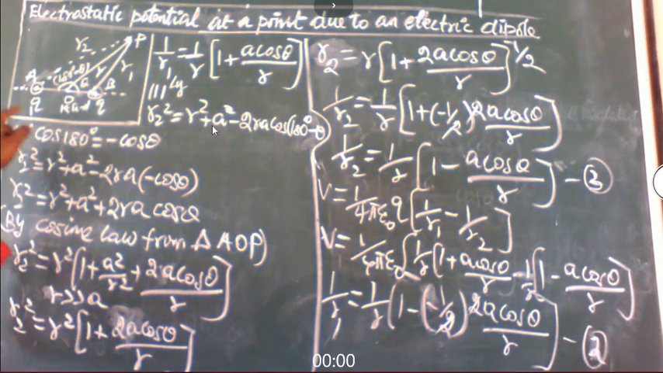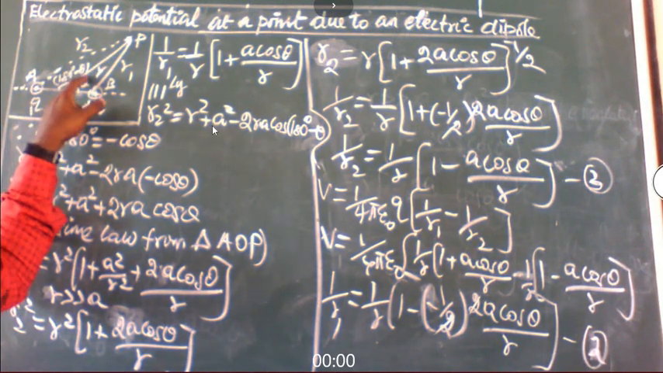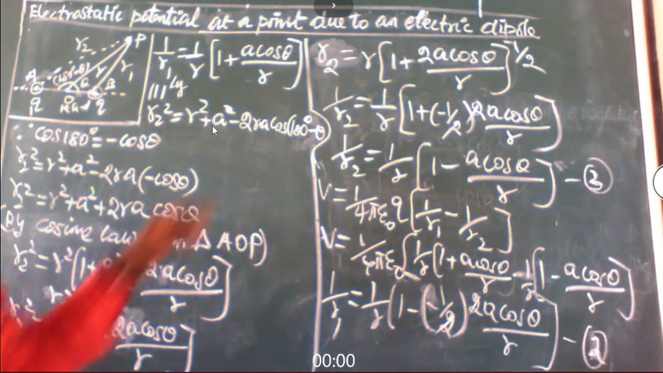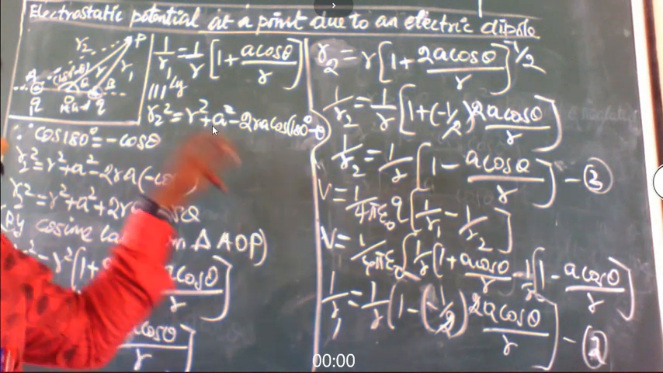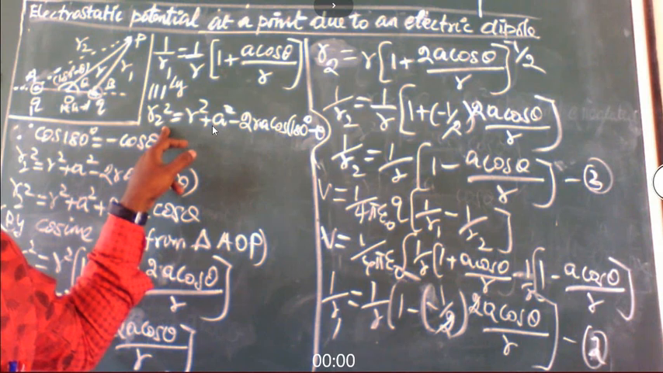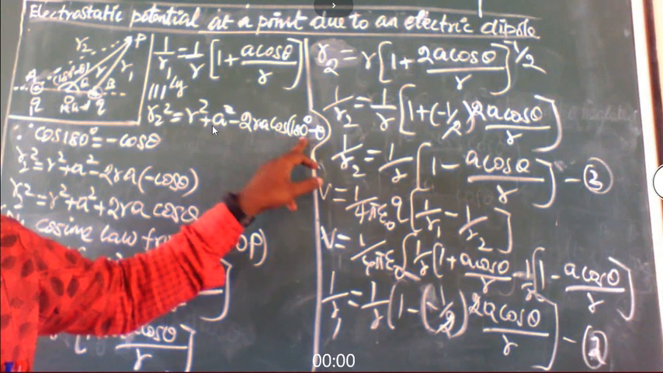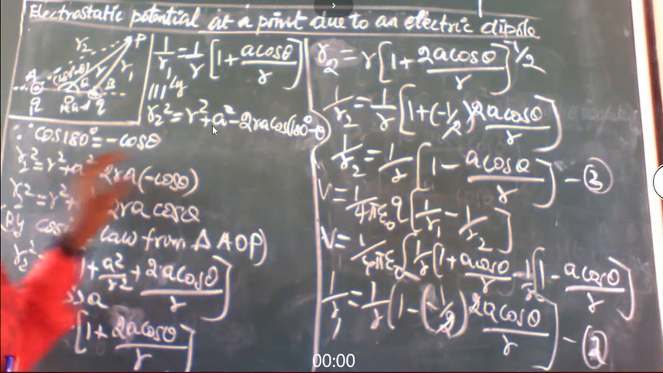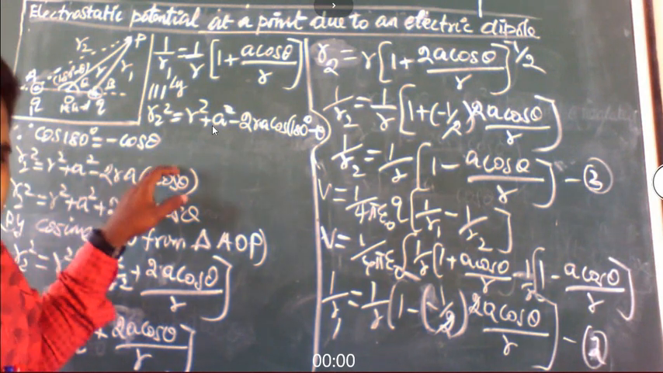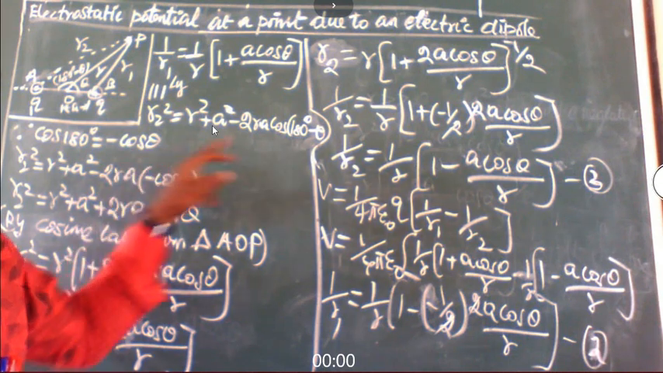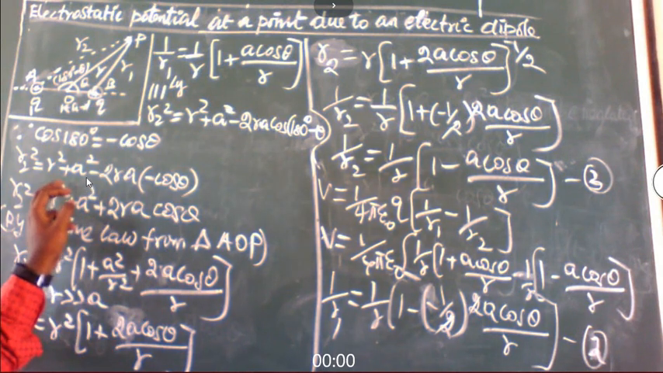Similarly from the triangle AOP, second triangle AOP, here theta value is 180 degree minus theta. So according to the cosine law for the AOP, the equation is r2 square is equal to r square plus a square minus 2ra cos 180 degree minus theta. So already we know the trigonometry formula. From the trigonometry formula cos 180 degree minus theta is equal to minus cos theta. So substituting the value of cos 180 degree minus theta is replaced as minus cos theta. Minus into minus plus, so the sign will be changed.